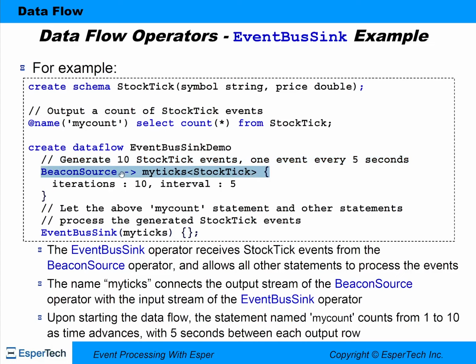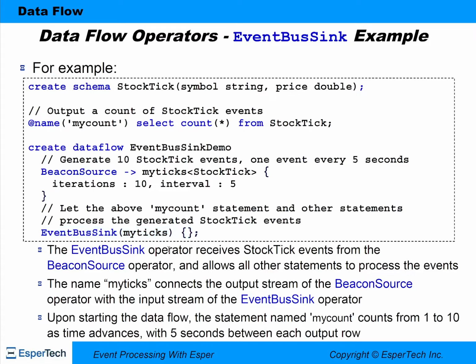BeaconSource produces myticks of type StockTick {iterations: 10, interval: 5}. Let the above myCount statement and other statements process the generated stock tick events. EventBusSink takes myticks.